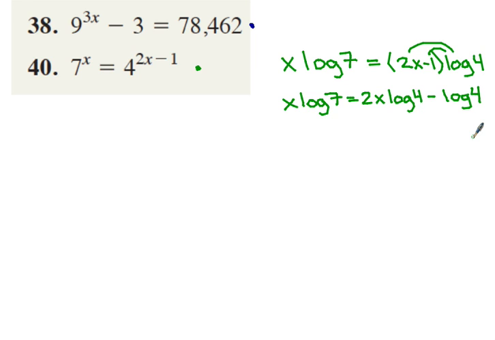Now let's try to get our variables on the same side. I'm going to deal with positives to the best of my ability, so I'm going to actually add over the log 4 and subtract over the x log 7. Okay, I'll show that real quick. So we're going to add the log 4 to both sides. I'm doing that because I want to not have this negative log over here on that side. And then we're going to subtract the x log 7, because I want my x's all on the same side.